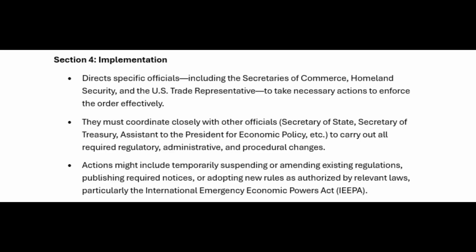Section 4. Implementation. It directs specific officials, including the Secretaries of Commerce, Homeland Security, and the U.S. Trade Representative, to take necessary actions to enforce the order effectively. They must coordinate closely with other officials, the Secretary of State, Secretary of Treasury, Assistant to the President for Economic Policy, etc., to carry out all required regulatory, administrative, and procedural changes. Actions might include temporarily suspending or amending existing regulations, publishing required notices, or adopting new rules as authorized by relevant laws, particularly the International Emergency Economic Powers Act, IEEPA.